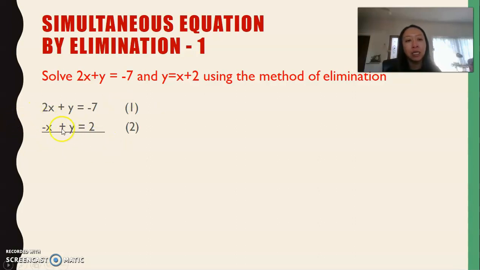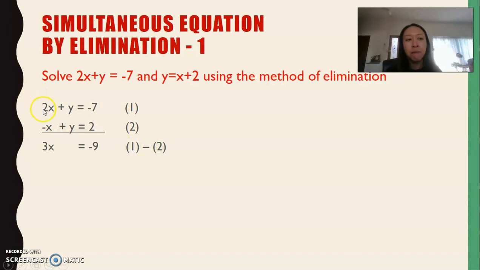So in this case, I rewrite the second equation so that I move my x across the equal sign, so it's -x plus y equals 2. So in this case, we can see that two of the positive y's are alike. So what I can do is put the first equation minus the second equation. Because these two have the same signs, in order to get rid of both of the y's, I have to take the second equation from the first equation.